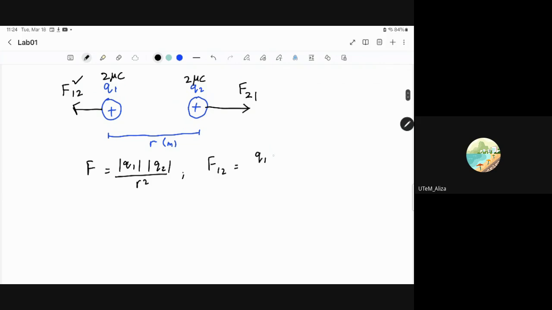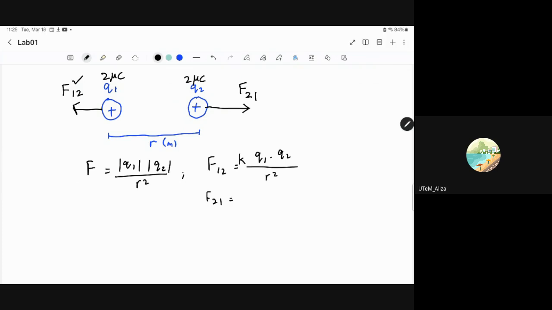So Q1 times Q2, also in positive value, divided by R in meter squared. And that's it. The same equation can also be used to calculate F21.